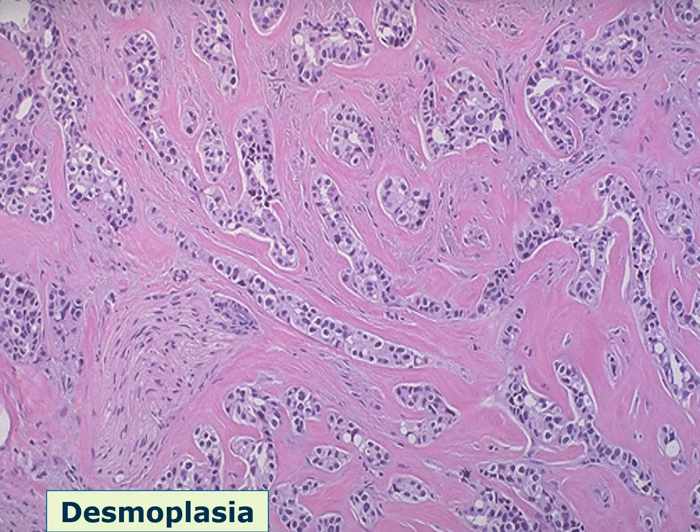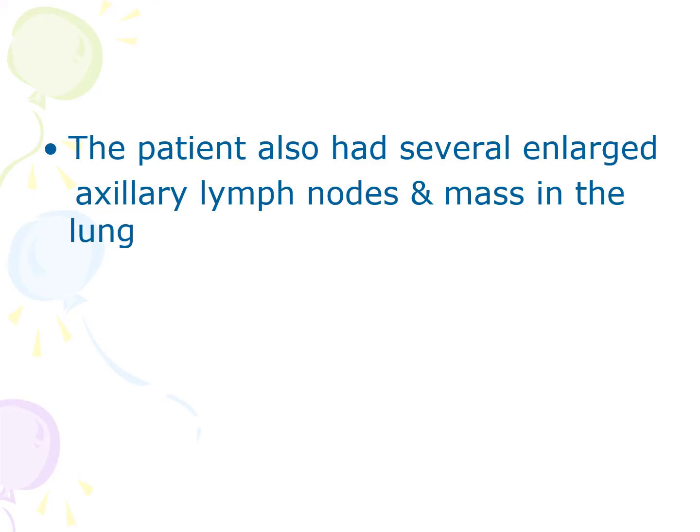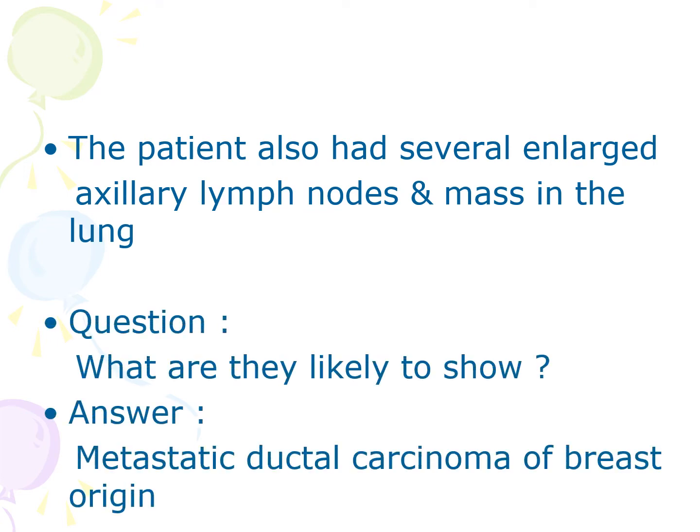This microscopic section of breast cancer shows small nests and infiltrating strands of neoplastic cells with bands of collagen between them. This is the desmoplasia that produced the characteristic hard appearance of the ductal breast carcinoma. The patient also had several enlarged axillary lymph nodes and mass in the lung. This is most likely metastatic ductal carcinoma of breast origin.